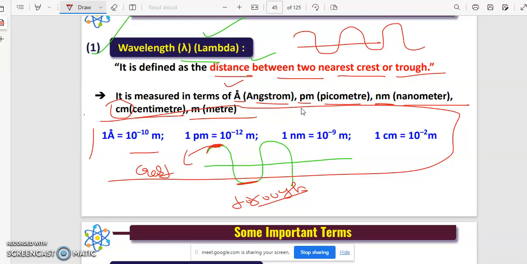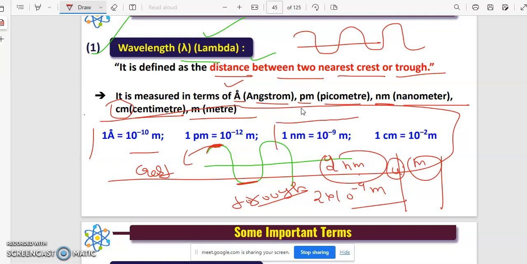For example, if a wavelength is given in a question, say in nanometers, and in a multiple choice question all the options are given in meters, then you have to convert that nanometer into meter. How will you convert? You will just multiply it by 10 raised to power minus 9, as 1 nanometer is equal to 10 raised to power minus 9 meter.